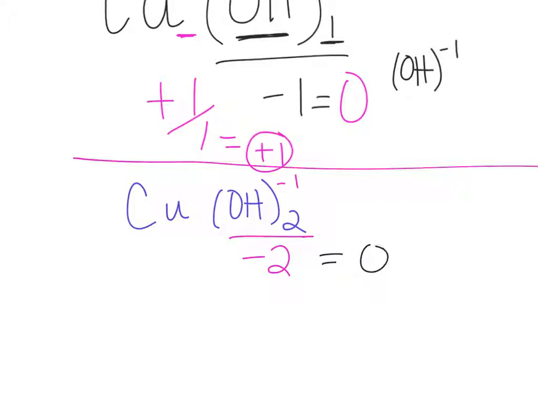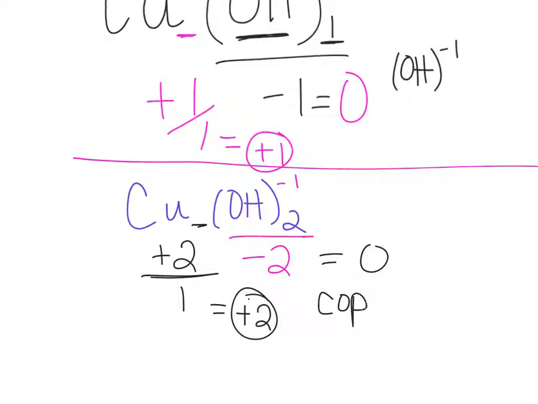I need it to equal 0, so that missing number has to be a +2. I'm going to divide it by the number that I have, which is only 1, so each one is going to be a +2 charge. So we would call this copper 2 hydroxide.